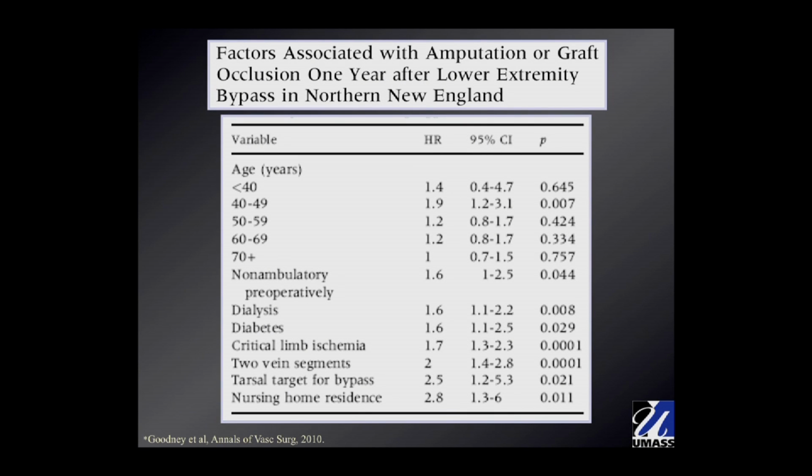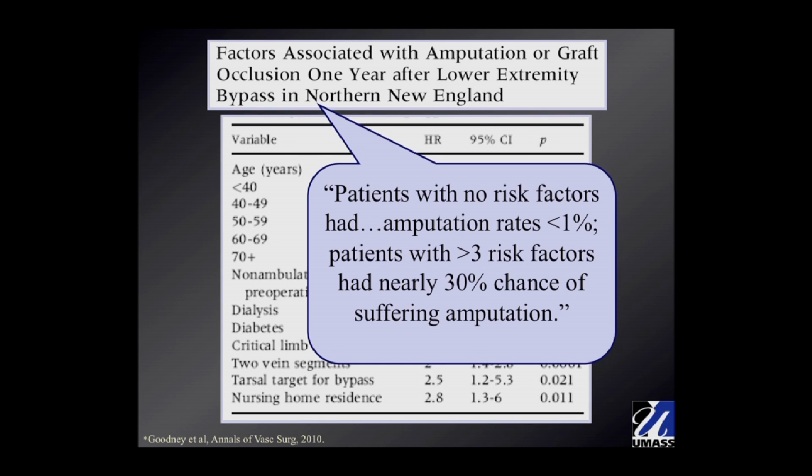So looking specifically at the factors associated with amputation or graft occlusion, you can see that we found on the final models that patients that were of very young age, that were non-ambulatory, dialysis dependent, had diabetes, had critical limb ischemia as their presenting diagnosis, needed spliced veins, and had tarsal targets or were residing in nursing homes, had poorer outcomes. And when we looked at patients with no risk factors, they had amputation rates less than 1% at 1 year, but patients with more than 3 of these risk factors had a nearly 30% chance of suffering amputation.